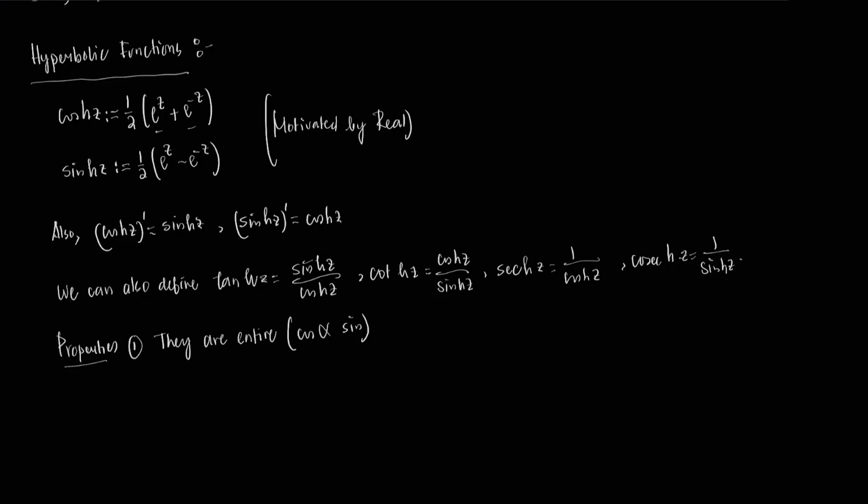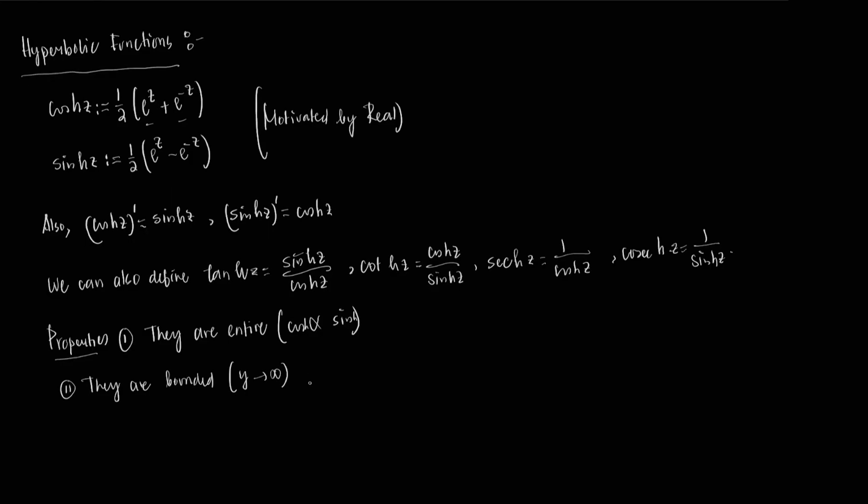So cosine hyperbolic and sine hyperbolic are going to be entire functions. And the second thing is that they are not bounded. How do you show that? If you take y towards infinity, then you can see that e power z is going to be blowing up, and hence this is not going to be bounded. So please, you can check this part.